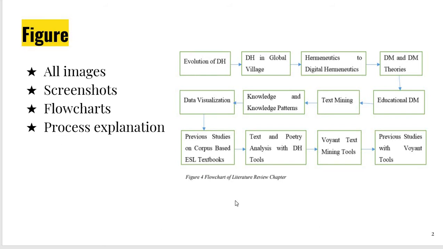If you make flowcharts, as you can see at your right side, flowcharts are usually given in the beginning of every chapter of the thesis to guide the reader that this will happen. For example, if you look at my literature review flowchart, first of all, evolution of digital humanities, then digital humanities in global village, hermeneutics to digital hermeneutics, data mining and data mining theories, then educational data mining, text mining, knowledge and knowledge patterns, data visualization, previous studies on corpus-based ESL textbooks, text and poetry analysis with digital humanities tools, beyond text mining tools, previous studies with beyond tools. So in this way, it shows a flowchart of the different works which have been discussed in the literature review. They explain the process of the chapter.